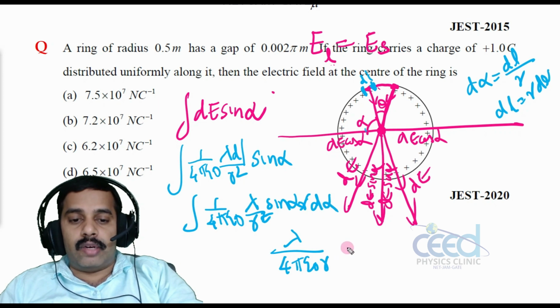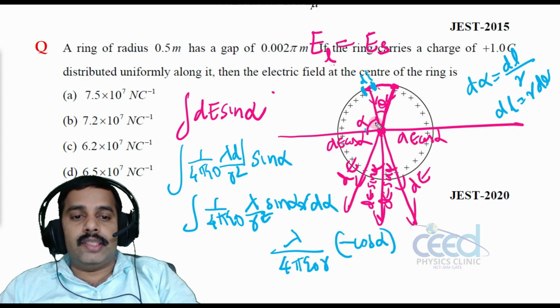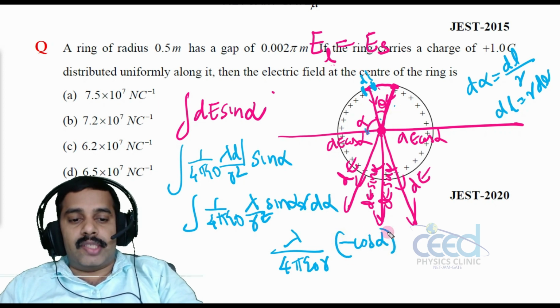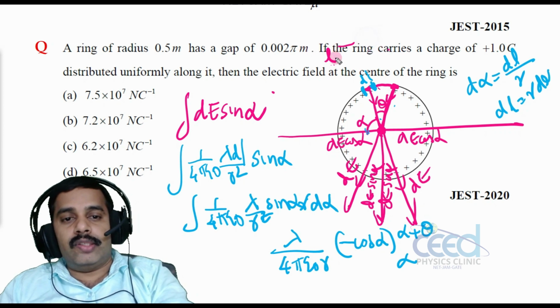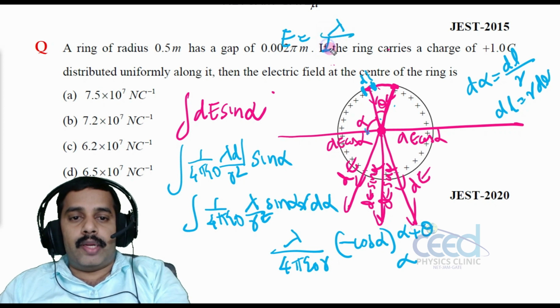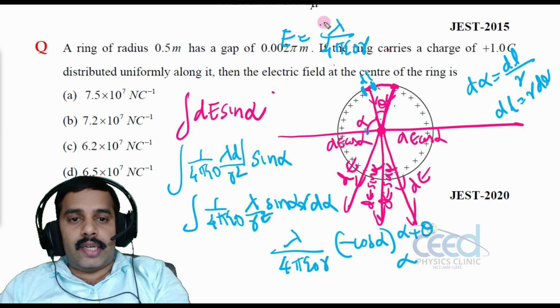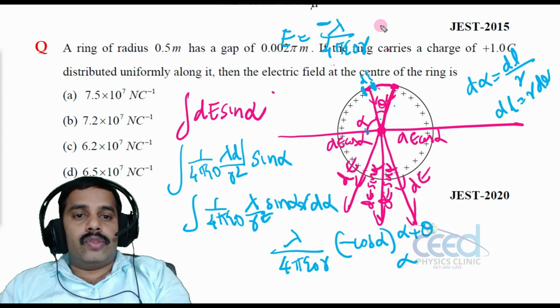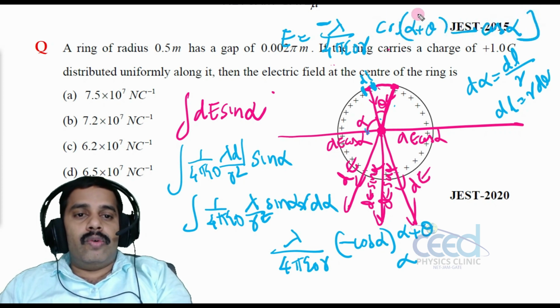On integration, minus cos alpha. And for this minus cos alpha, what is the limit of alpha changing? That is alpha to alpha plus theta. So what will be the net electric field? Electric field is equal to lambda by 4 pi epsilon 0 r. This minus I can take out, so that is cos alpha plus theta minus cos alpha.